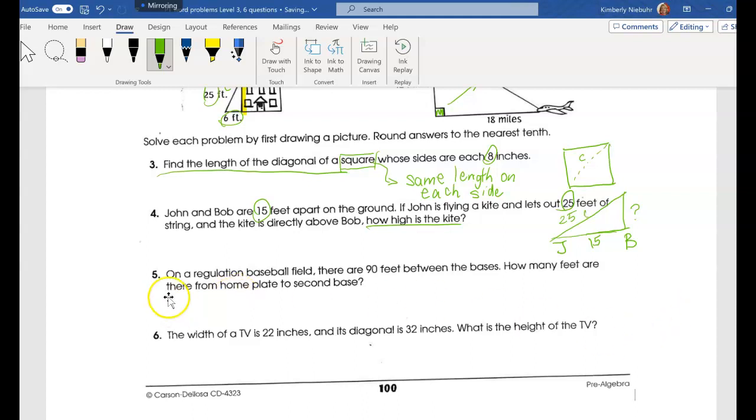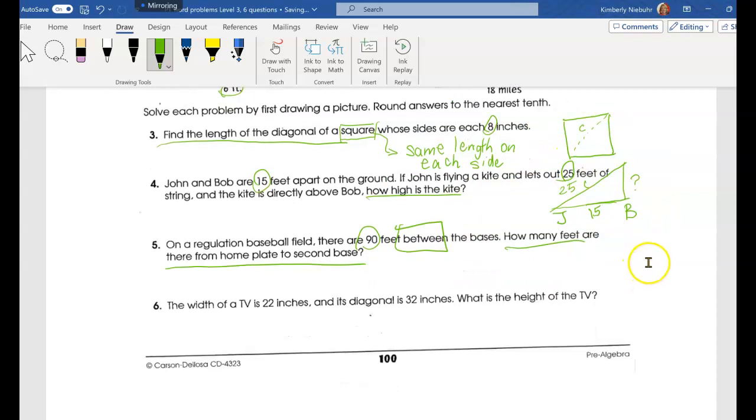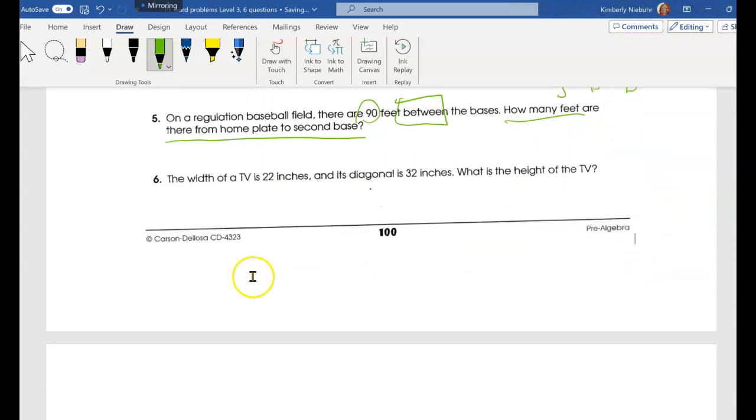All right, so number 5 and 6, these are going to be level 4 because you're going to need to draw the picture. And I'm going to slow down and read it to you. On a regulation baseball field, okay, we know what a baseball field looks like, right? First base, second, third, and then home again, right? There are 90 feet between the bases. Here's our question. How many feet are there from home plate to second base? So again, I think it's going to be kind of a diagonal. Remember to round to the nearest tenth.